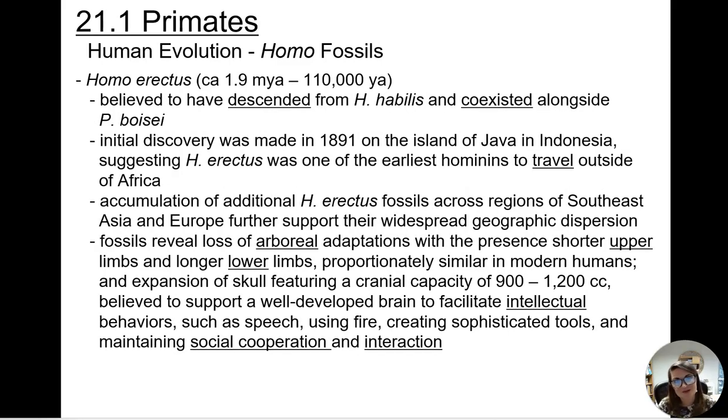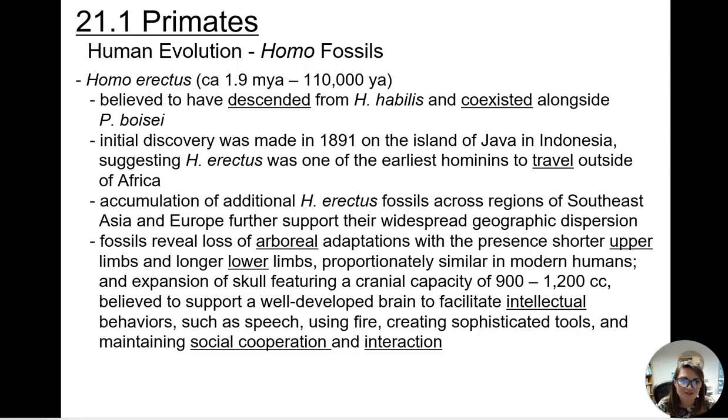Homo erectus, this is the one that most of us hear about a lot or have learned about in school. These appeared 1.9 million years ago to around 110,000 years ago. They were believed to have been descendants of the Homo habilis and coexisted alongside the other species. So initial discoveries were made in 1891 on the island of Java in Indonesia that suggest Homo erectus was one of the earliest hominins to travel outside of Africa.